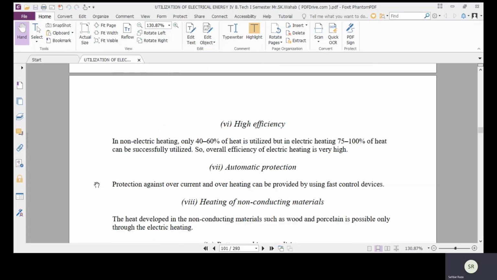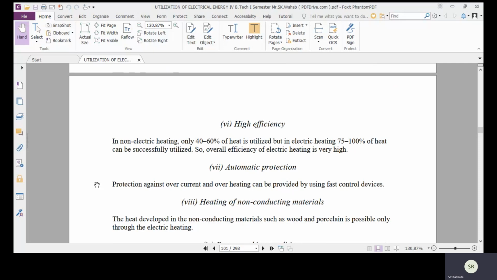The next one is high efficiency. In non-electric heating, only 40 to 60% of heat is utilized, but in electric heating, 75 to 100% of heat can be successfully utilized. So from this percentage, you can easily determine that the efficiency of electric heating is much more as compared to conventional heating. So the overall efficiency of electric heating is very high.